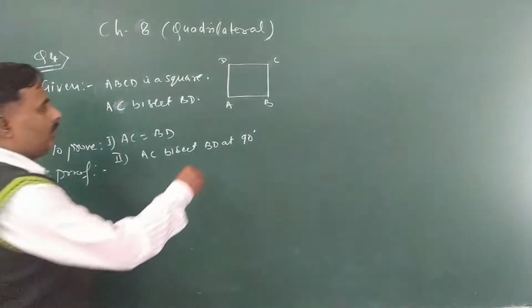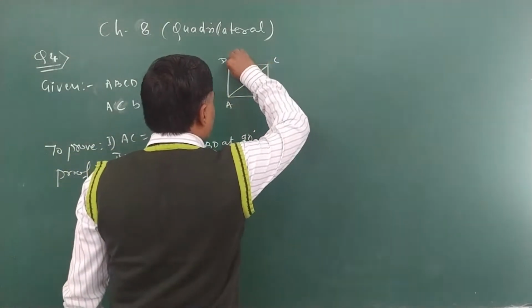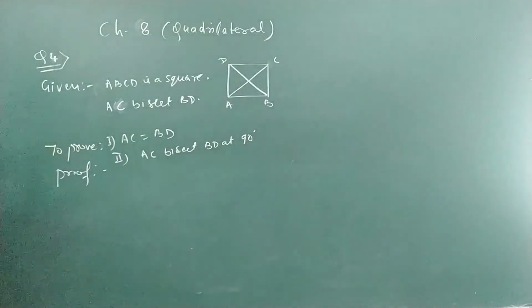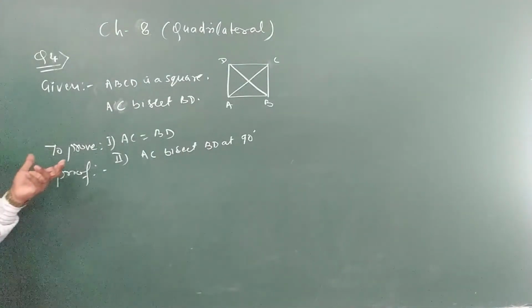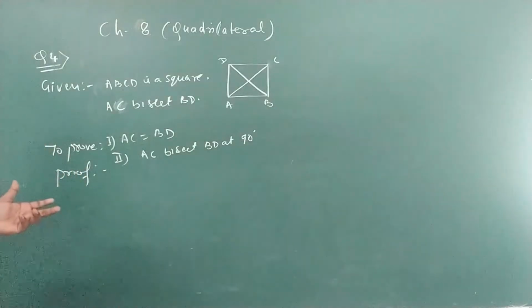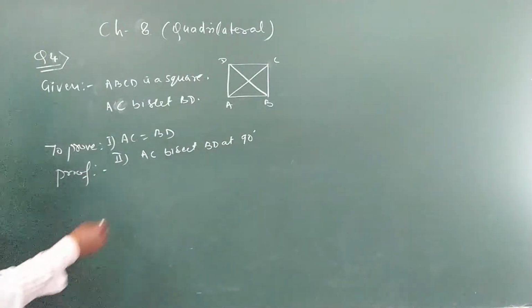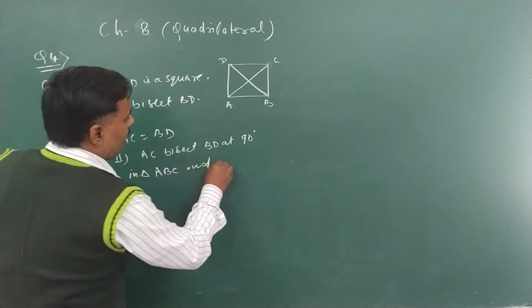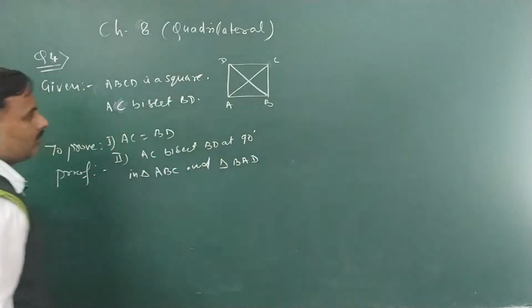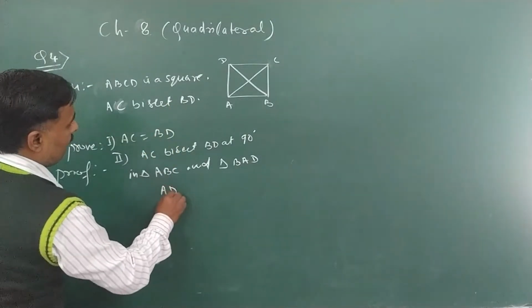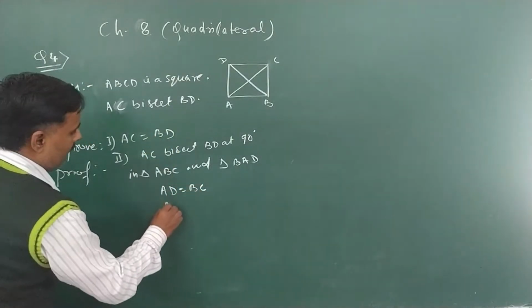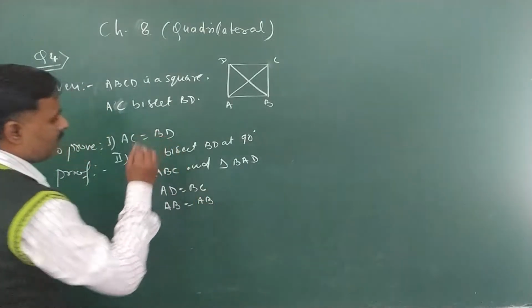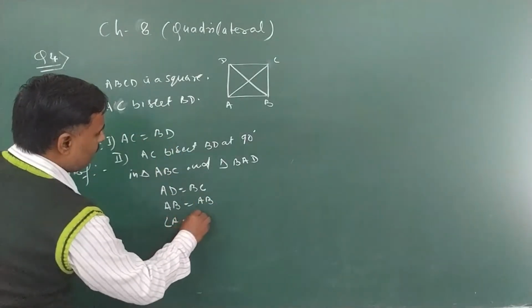Now how do we prove it? We draw the diagonals first, AC and BD. When we draw the diagonals, if we are proving AC and BD are equal, simply we can prove two triangles ABC and BAD congruent, and by simplicity we can say AC is equal to BD. Now in triangle ABC and triangle BAD, AD is equal to BC, AB is equal to AB, and angle A is equal to angle B.